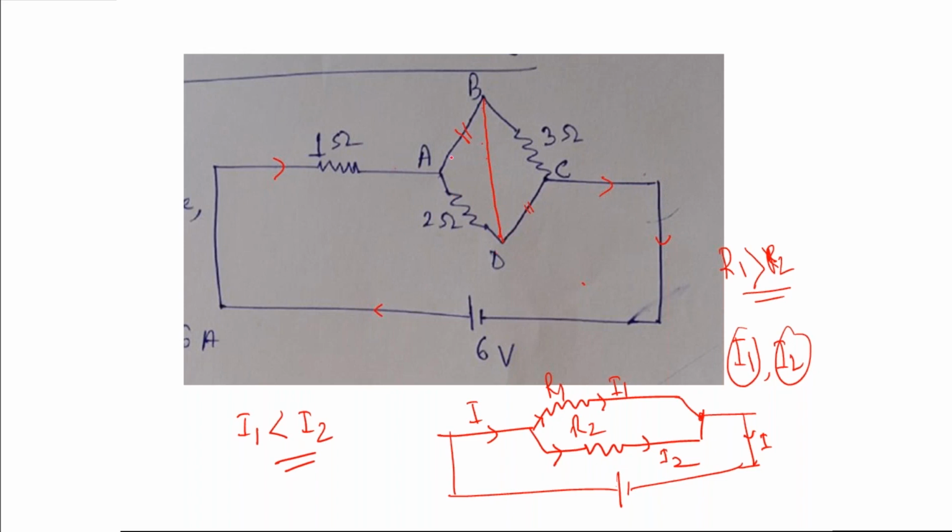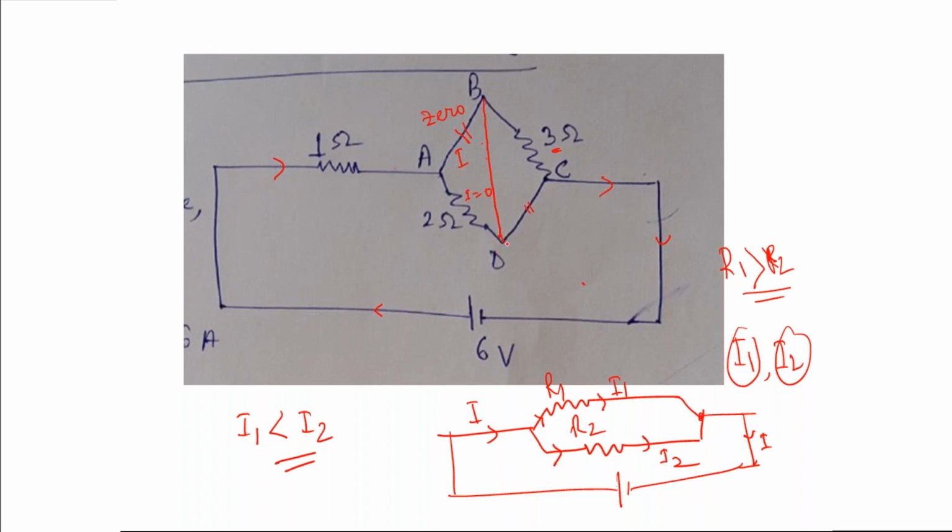Look here, between A and D there is 2 ohm resistance, and between A and B there is no resistance. That means this is a zero resistive path. The whole current will try to pass through this, and through the other way the current will be zero, because this is a zero resistive path. So there is no division of the current. The whole current will pass through this AB path.